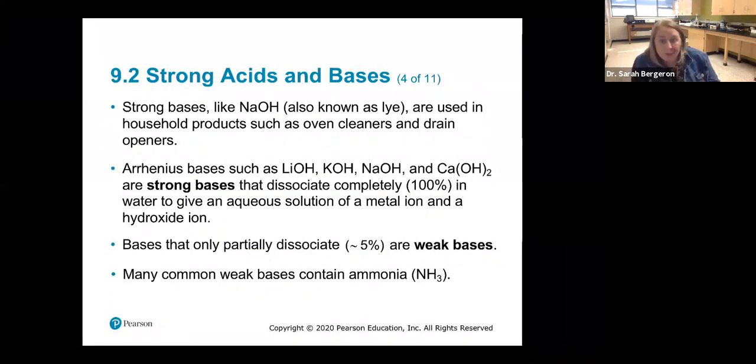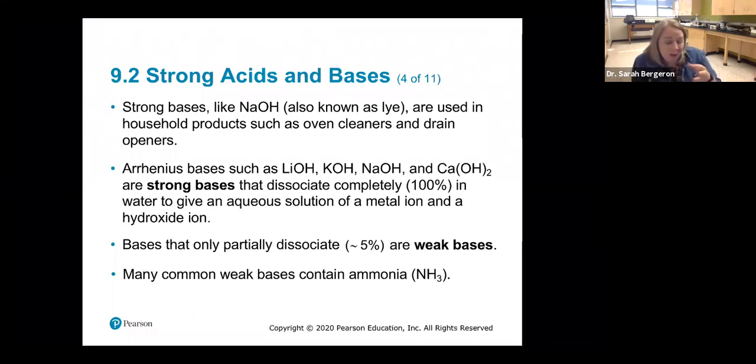Strong bases, for example NaOH, sodium hydroxide, which in the olden days was sometimes called lye, are used in household products, right? What's that spray that you use in your oven? Don't ever get it on your hands. Always, always, always wear gloves. It's a very strong base, and it will eat through your skin. So be very careful with that.